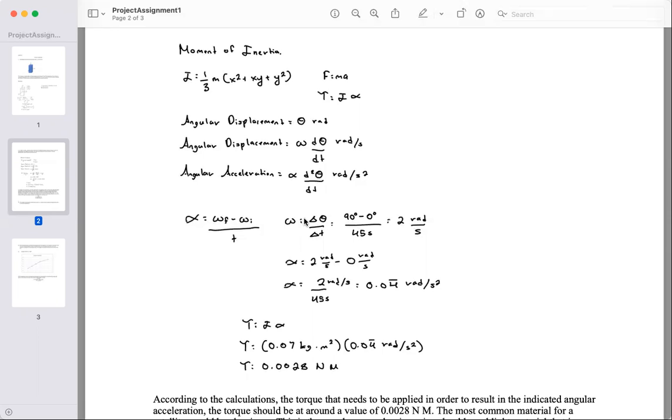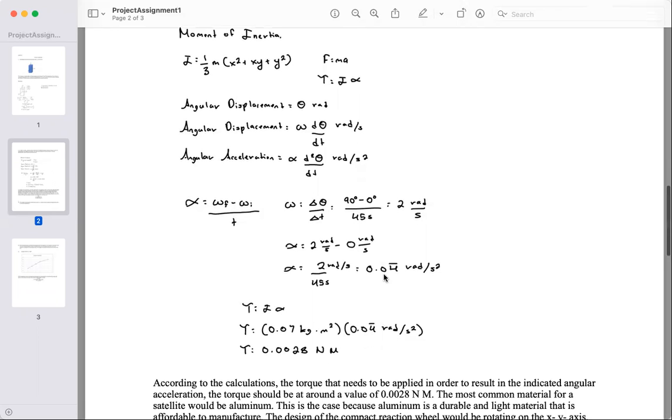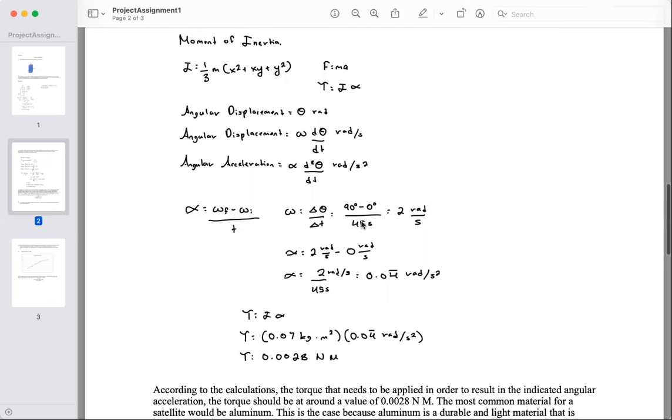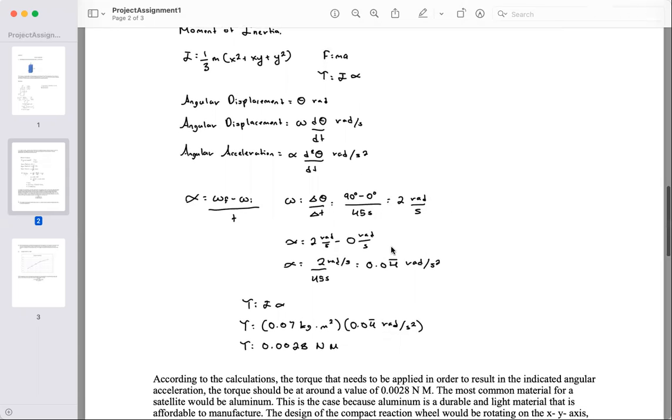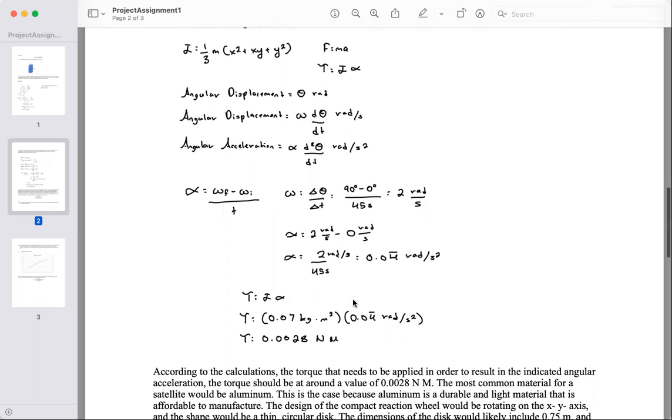For the angular velocity, since it's asking us to rotate it from 0 to 90 in 45 seconds, I got an angular velocity of 2 radians per second. And then for the angular acceleration, I got 0.04 radians per second squared. And since we know that torque is equal to moment of inertia times angular acceleration, we can plug in those values. And I got a torque value of 0.028 newtons per meter.